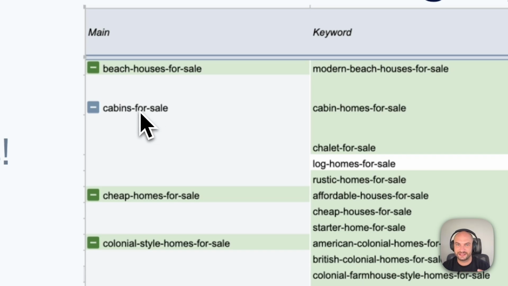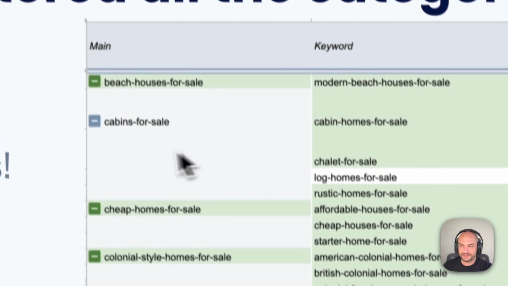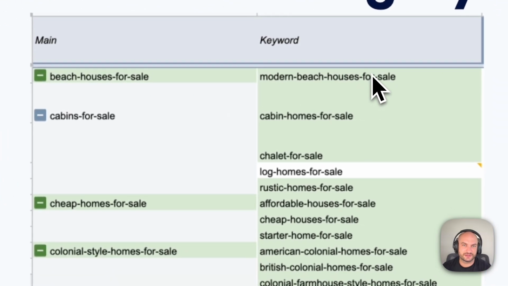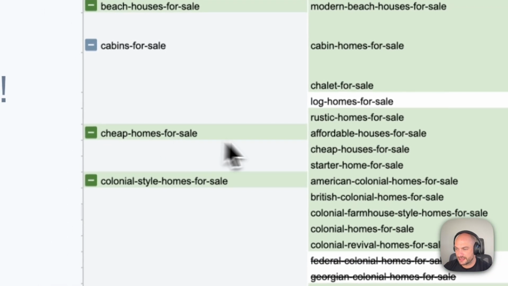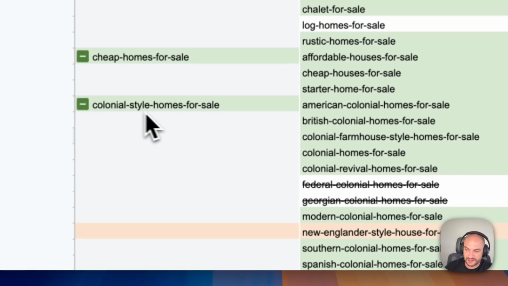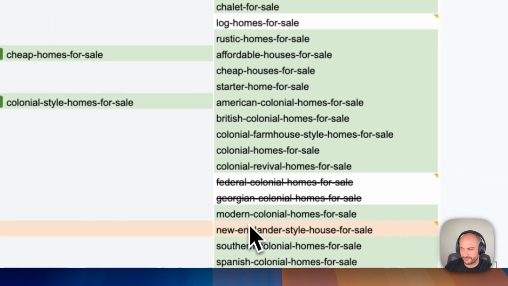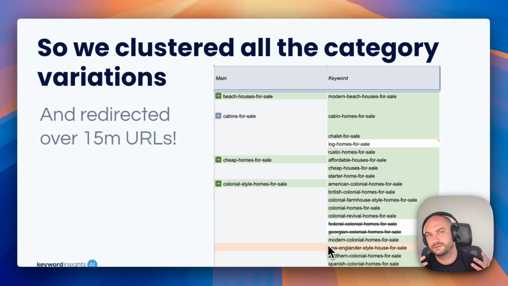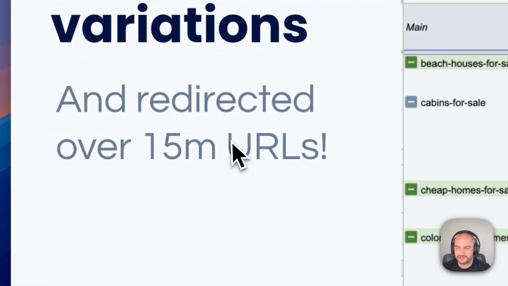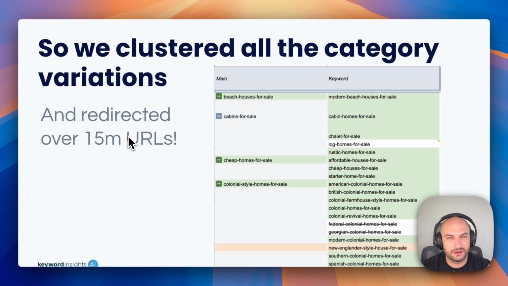So again, you can imagine across every state, every city, every postcode, redirecting all of them into one is going to save a lot of URLs. We also had beach houses for sale and modern beach houses for sale. We didn't need those two, it just needed to be rolled into one. We had cheap homes for sale, affordable houses, cheap houses, starter homes. We didn't need all of them, they could be rolled into one. The colonial style homes was just a massive one. This one went on for a long time. There was loads of colonial style home keyword pages that could roll into one. We even saw some interesting ones like 9-bedroom homes and mansions. We didn't need those two because a 9-bedroom home probably is a mansion, but they could be grouped into one as well. In the end, we redirected about 15 million URLs, so just a huge redirect, and that was conservative. There's probably a lot more we could have combined.